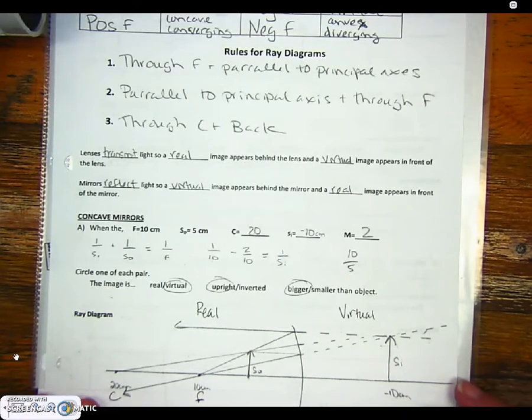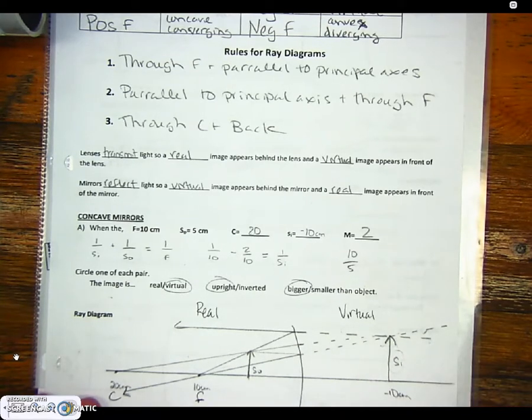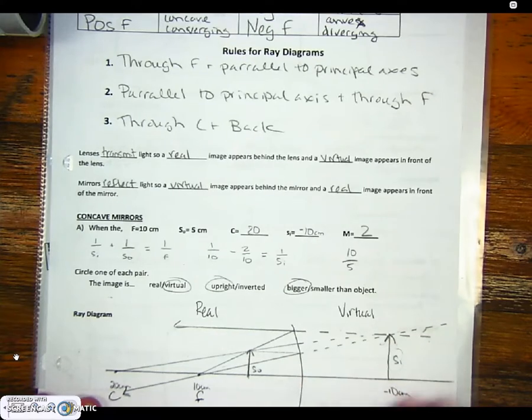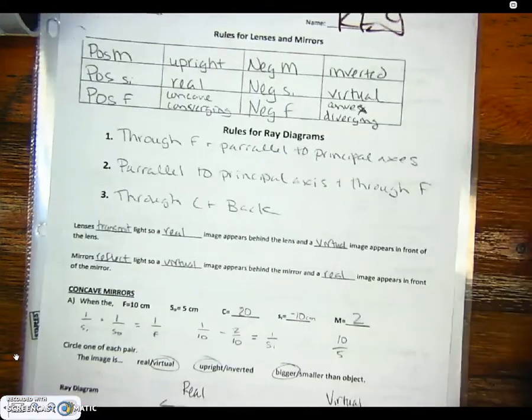And then the last one, just to double check, should be through C and back. So here's C, and it goes from the object and then bounces back in another virtual ray over here. So this is where they cross, and this is where the image would appear. We could also figure out the distance and relative size and position all from using our equations and using these concepts here.